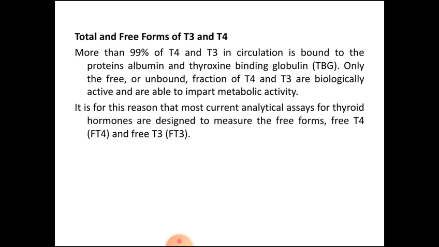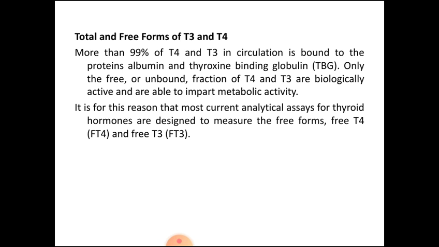Total and free forms of T3 and T4. More than 99% of T4 and T3 in circulation is bound to the proteins albumin and thyroxine-binding globulin, which is called TBG. So mainly T4 and T3 are protein bound. The proteins that transport T4 and T3 in the circulation are mainly albumin and thyroxine-binding globulin. Only a free or unbound fraction of T4 and T3 is biologically active and able to impart metabolic activity.